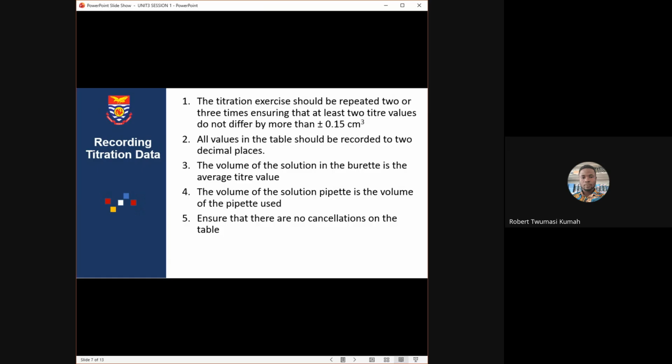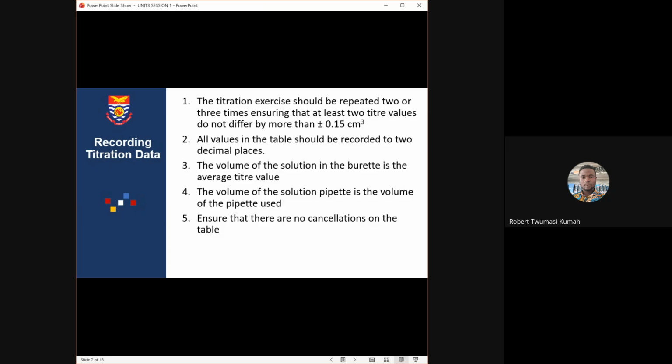If you make a mistake in the table, like say the value is actually 22.2, but you mistakenly wrote 22.1, and sometimes we try to change the 1 into 2, you will lose marks for that.